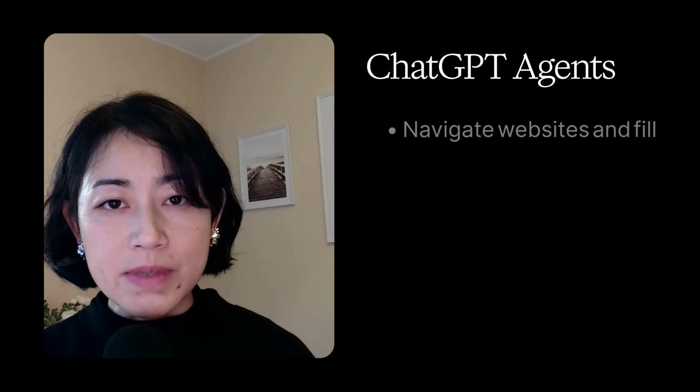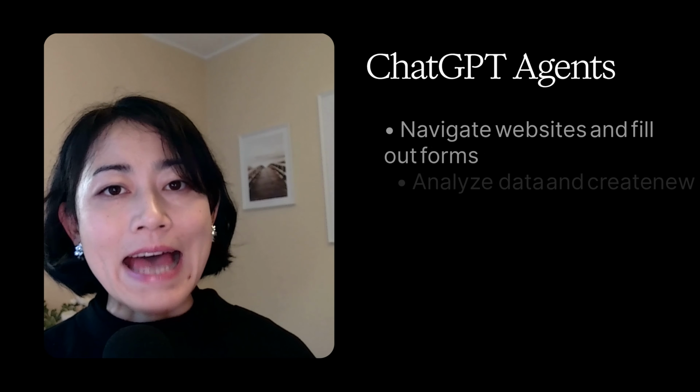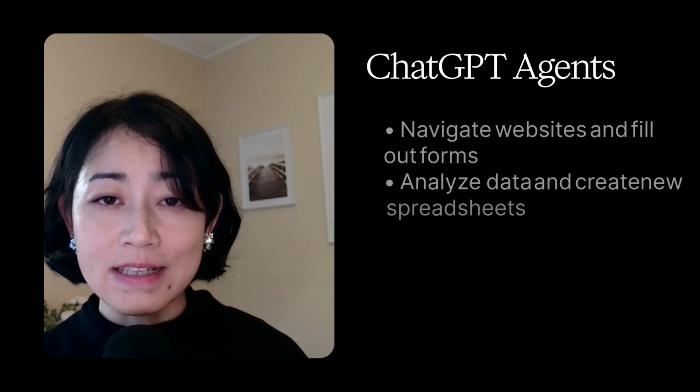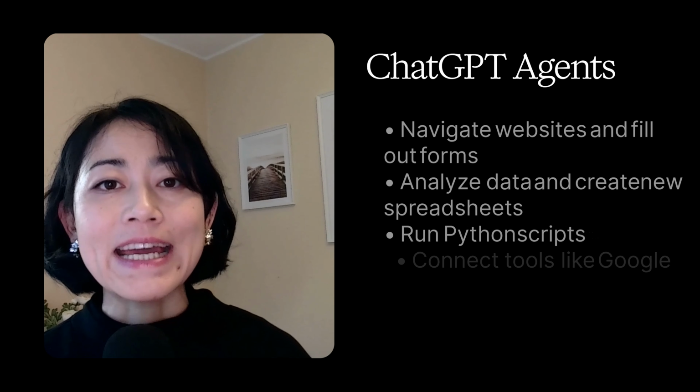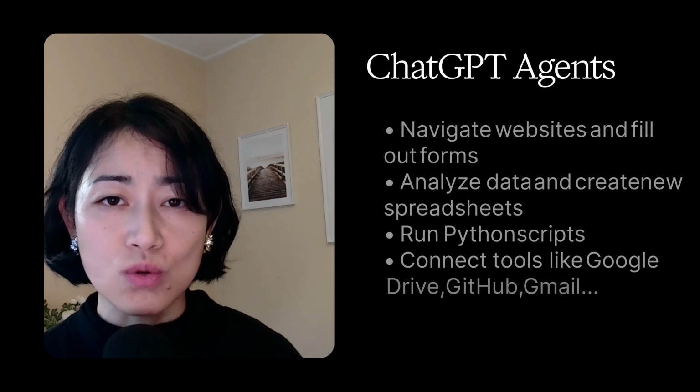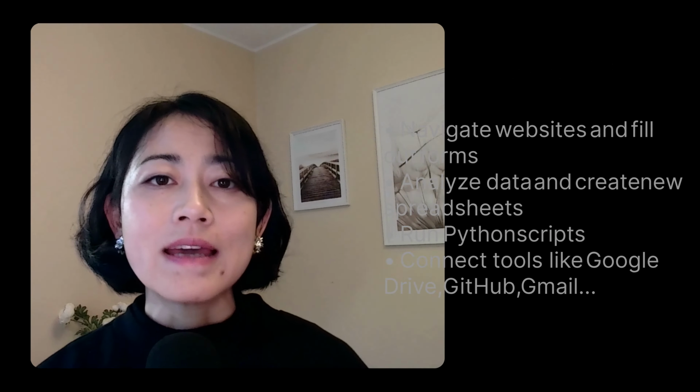It can navigate a website and fill out forms. It can analyze data and create new spreadsheets. It can run Python scripts. It can connect to tools like Google Drive, GitHub, and Gmail. In our case, it writes and runs Python code in the virtual machine to create a new Excel file you can download later, based on your instruction. You will see its actions in real time on a virtual machine screen with descriptions. It even asks you to approve before critical steps. My demo later in this video will show exactly how that works.